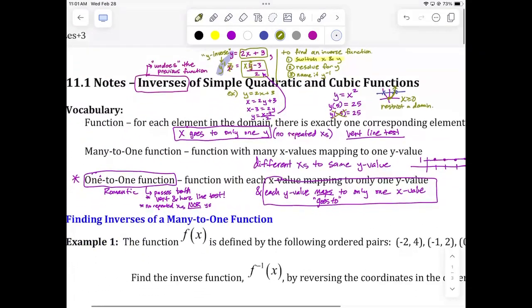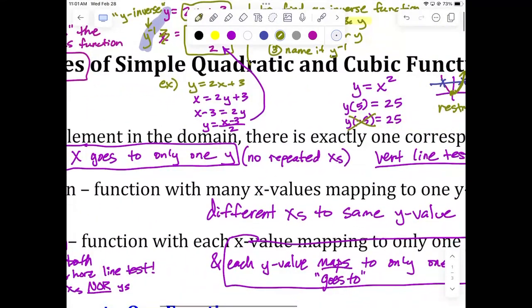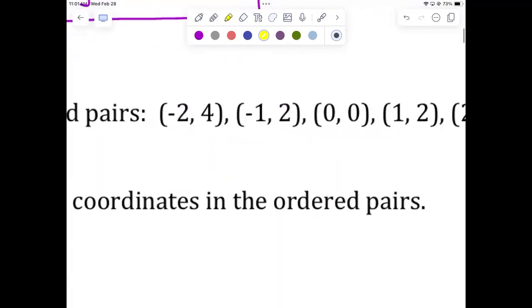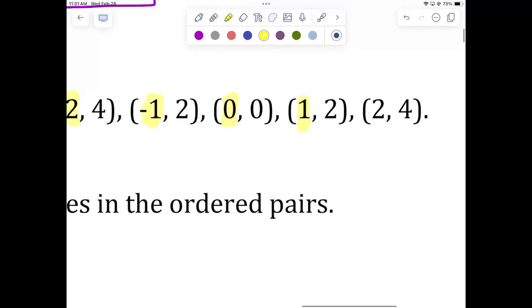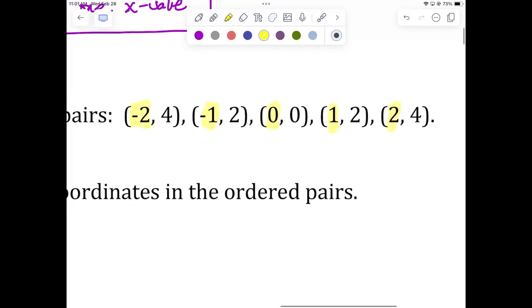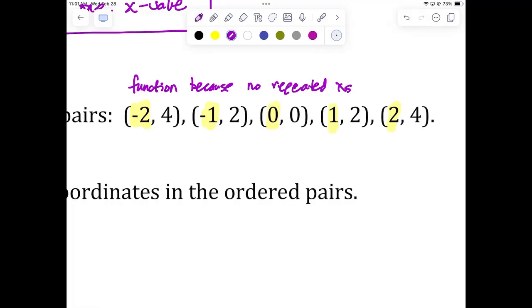Let's come back up here to the definition of a function. What did I say is real easy to see if you have a function? No repeated x's. You can't have an x going to two different things. Let's look at this right here. I have a -2, a -1, a 0, a 1, and a 2. Are those all different? Yes, so this is a function, because there's no repeated x's. So that's what makes it a function.